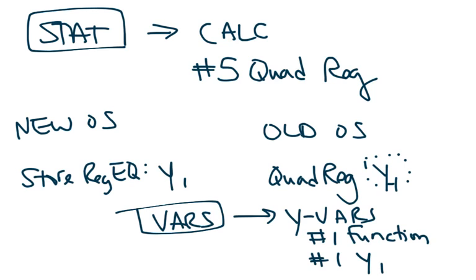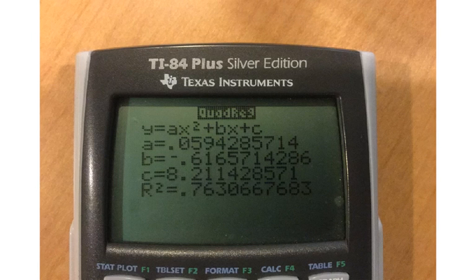So the stat plot's already in your calculator. We now want to graph this new equation to see if it fits my curve. So this is what you should get for the quadratic regression equation. Now remember, a quadratic equation is in the form ax squared plus bx plus c.